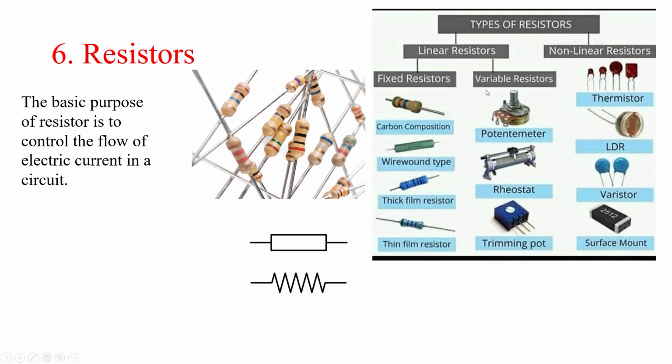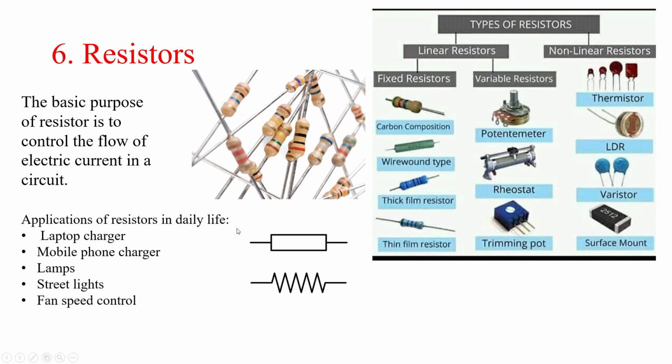The other type, the variable resistor, is literally a large resistor, and it is used for experiments in physics laboratories. Non-linear resistors like thermistor, LDR, varistor, and surface mount are used in street lights and for different types of lighting purposes. Applications of resistors in daily life are laptop chargers, mobile phone chargers, lamps, street lights, fan speed control, etc.